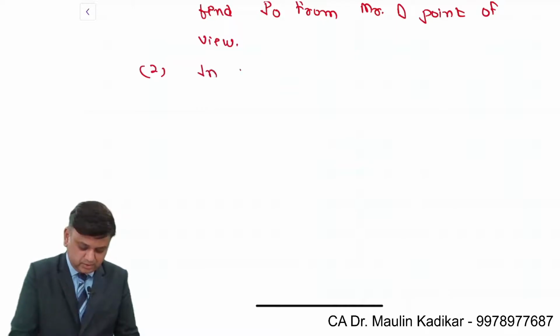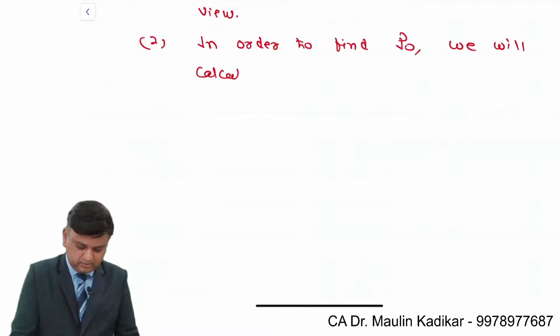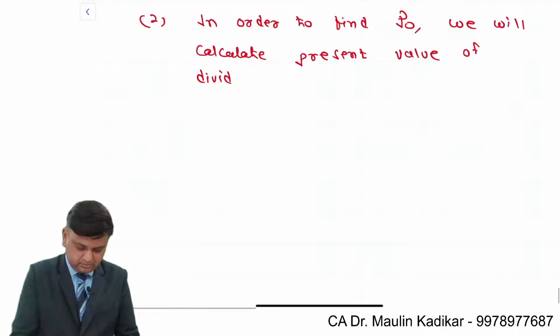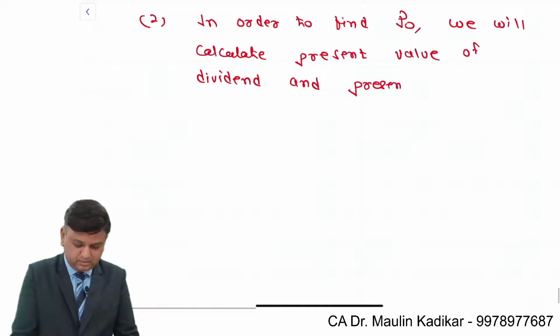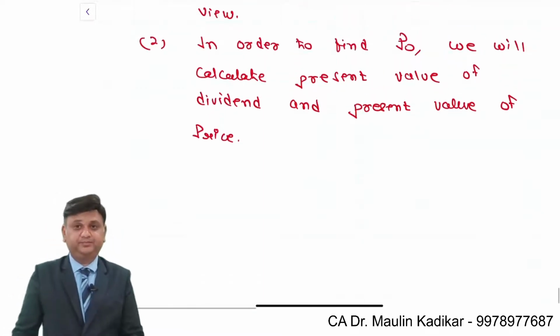Second point, in order to find P0, we will calculate the present value of dividend and the present value of price.